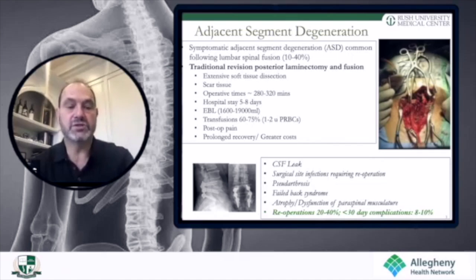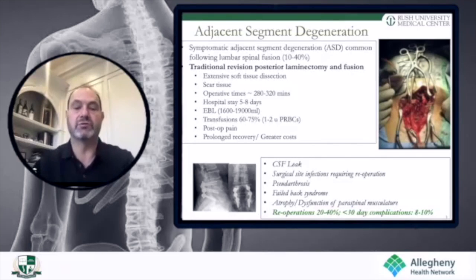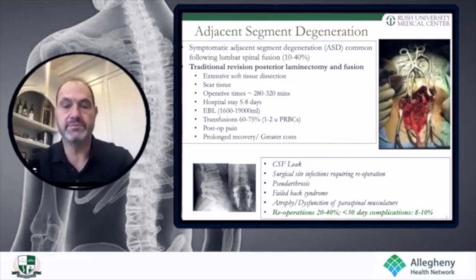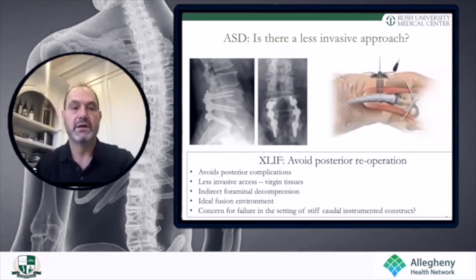And often these surgeries lead to reoperation, with up to 40% reoperation rates described, and 30-day complications up to 10%. So clearly the literature would suggest a revision posterior surgery after multi-level prior posterior surgery is a fairly significant undertaking with significant risks and complications. So the question for adjacent segment disease, is there a less invasive approach?